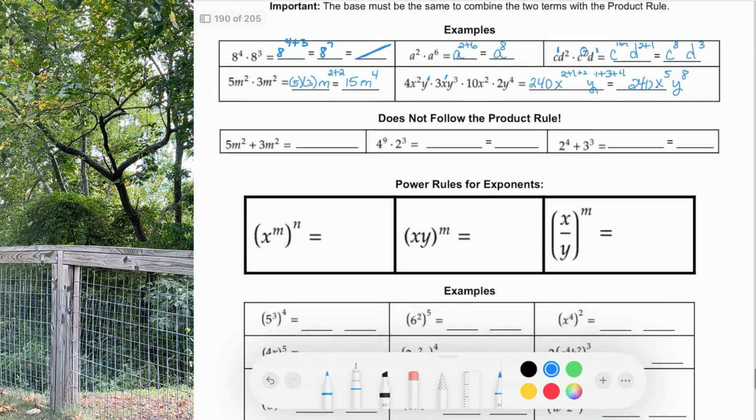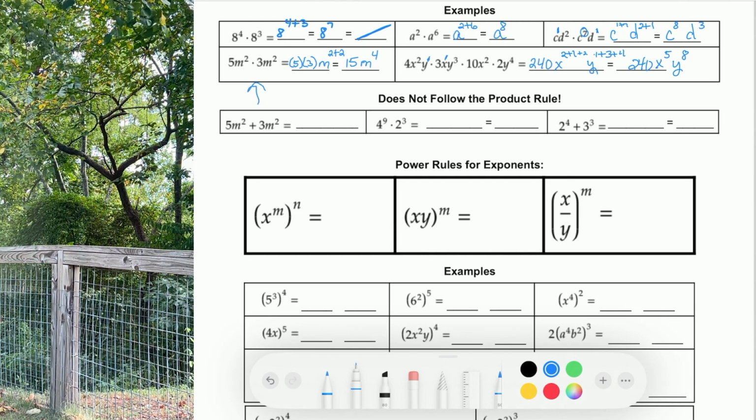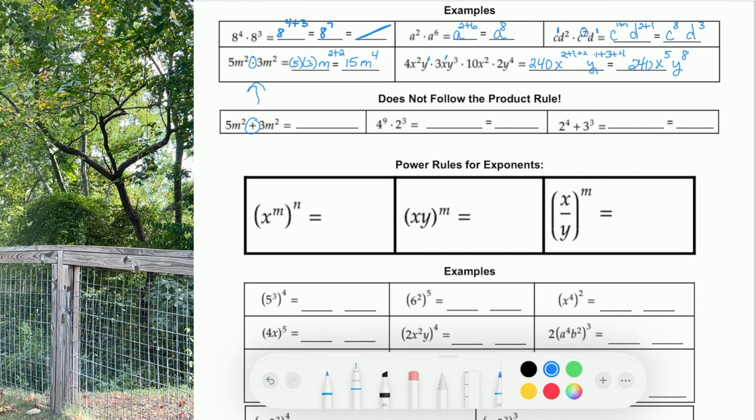Now let's look at a few examples that do not follow the product rule. We have to be very careful to make sure that the problem we're looking at is a problem that would use the product rule. We don't want to get tricked. So this is a couple examples that do not follow that. Our first one has 5m squared plus 3m squared. It looks a lot like this one up here, but there's a difference, and the difference is this plus sign. This one had multiplication. This is not going to be a product rule problem. This is an addition rule problem.